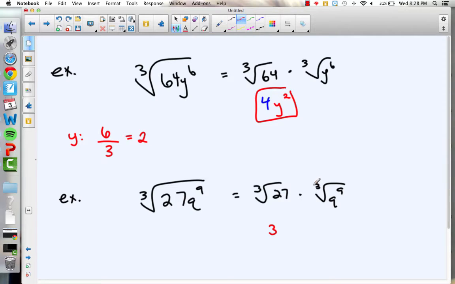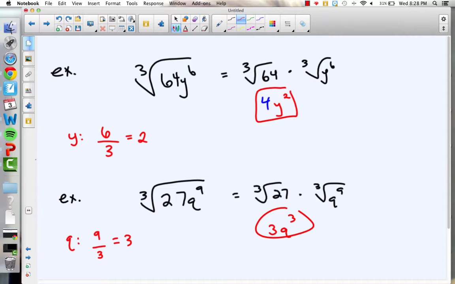And then we want to take the cube root of q to the 9th. Well, the 3 and the 9 don't match, so we go over here, and we take the exponent of the variable divided by our index. What's 9 divided by 3? That's 3. So that means that we're left with a q to the 3rd. And we're done.